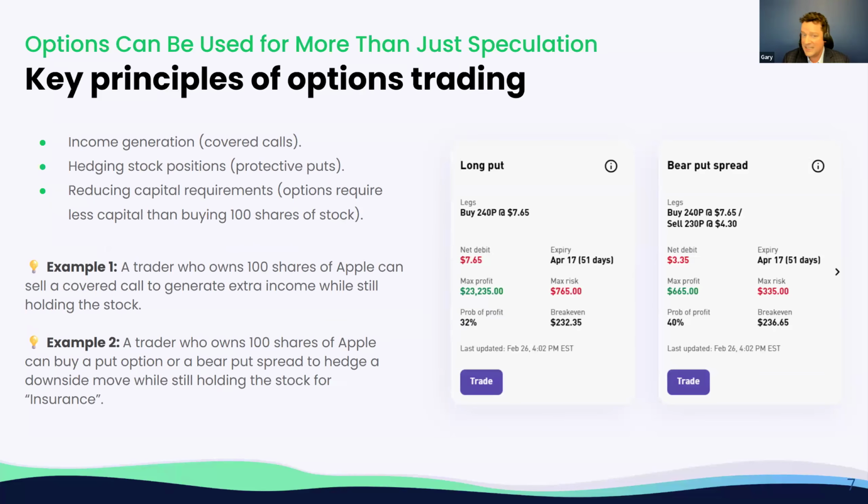But let's continue on and see what else we can use options for, right? They're not just for speculation. They could be for more than that. While many people think of options as big directional bets or attempts to hit home runs, which we see a lot of attempts at least, options really offer far more versatility than just speculation. A core principle of options trading is that these instruments can help you enhance your returns, protect your portfolio, and even reduce the capital required to take on an equity position, which is really the foundation of how we built this tool.